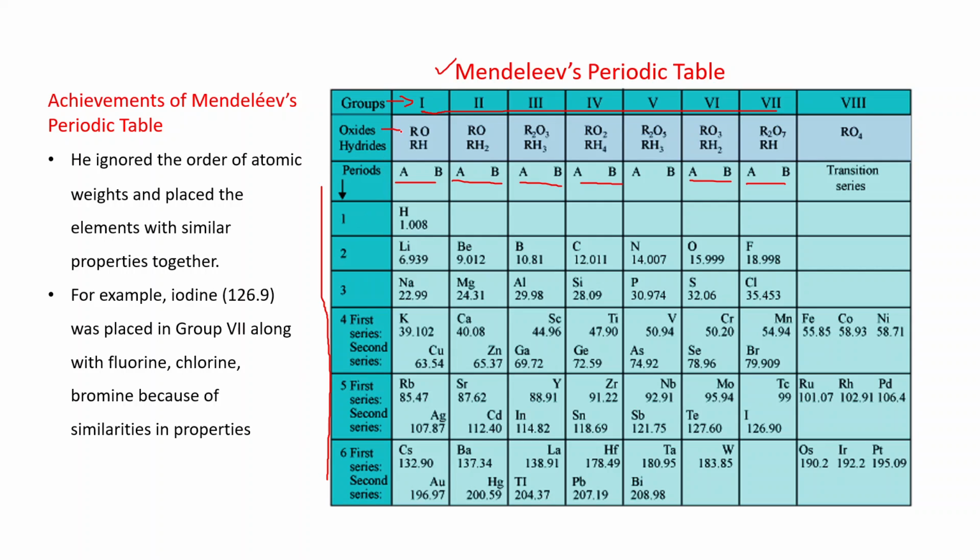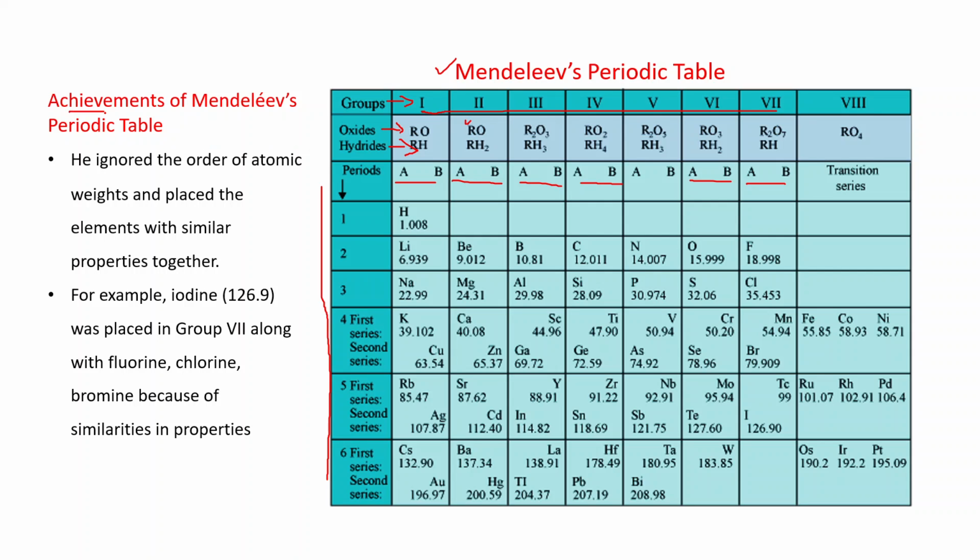This represents the formula of the oxide of the element, and this represents the formula of the hydride of the element. In these formulas, R represents the element.